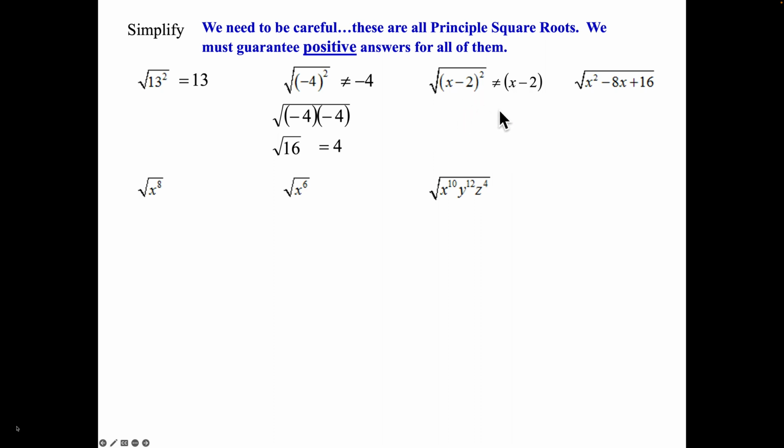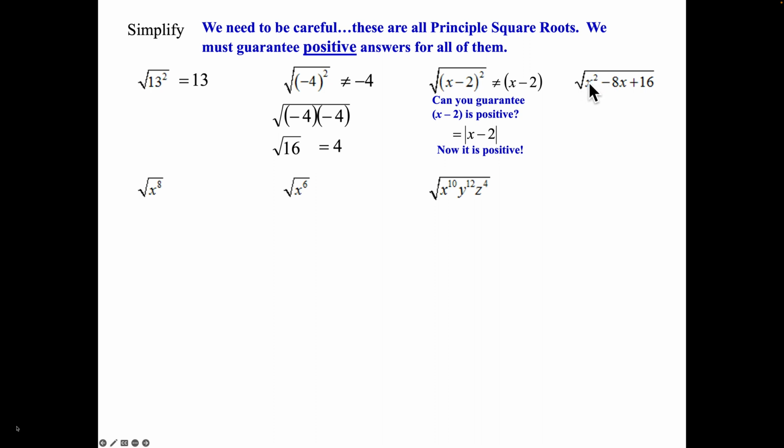So how do we guarantee this to be positive? You put absolute value bars around it. Now if I have a negative 1 minus 2 is a negative 3, and the absolute value of negative 3 is positive 3. Guaranteed positive.